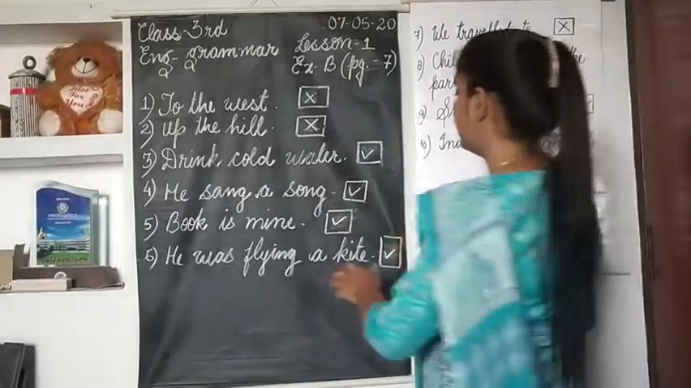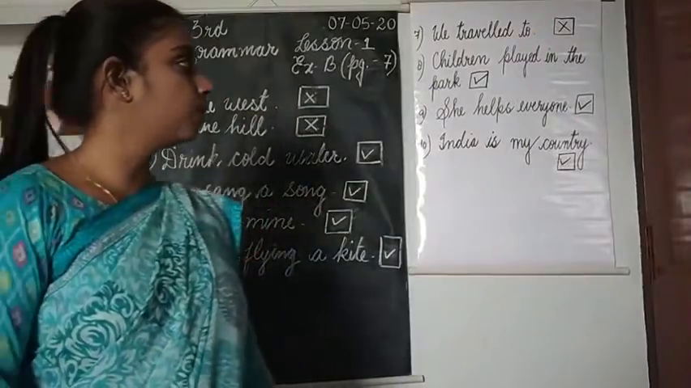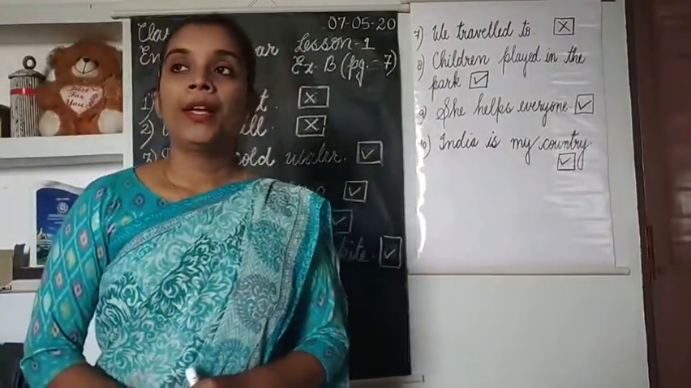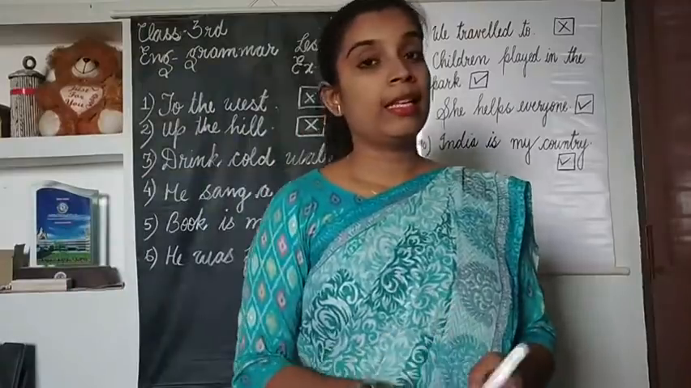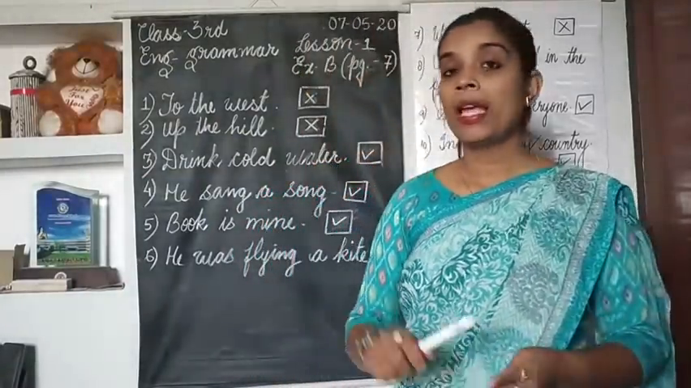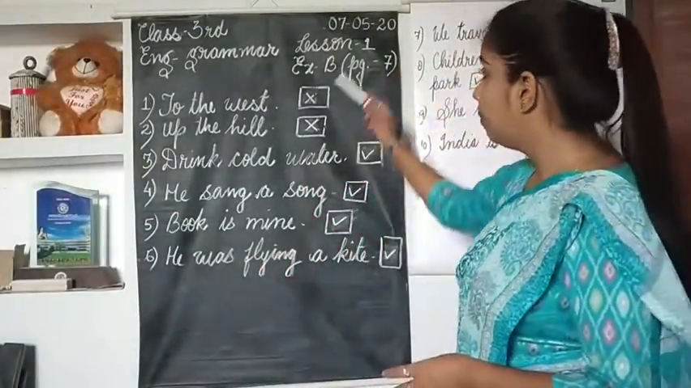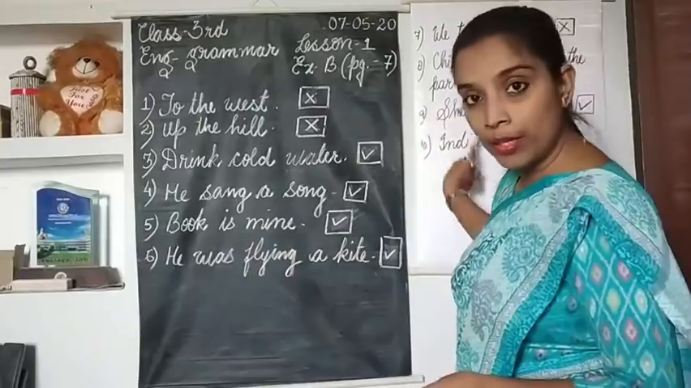This exercise is very easy and you could have done it by yourself also, but I have solved it for you. Now see, this lesson, as I told you, 4 exercises we will be doing. That is A, B, C and D. A I have already solved in my previous session. B, here I have discussed and solved it here.